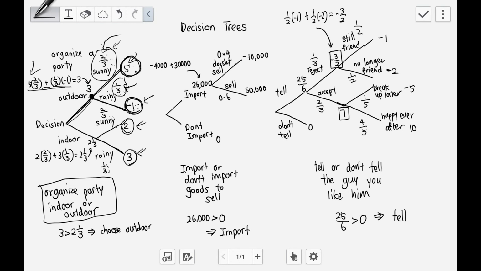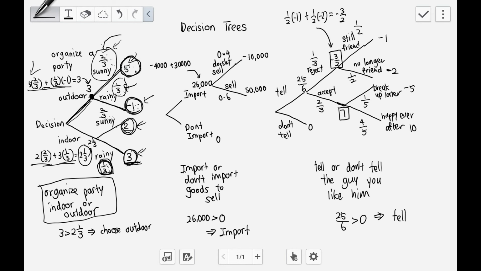Now if I go indoor, there's a 2/3 chance of the utility being 2, so I take 2 multiplied by 2/3. And there's a probability of 1/3 that it will be rainy and I realize the utility of 3, so I take 1/3 times 3. I add these two up and I get a utility of 2 and 1/3.